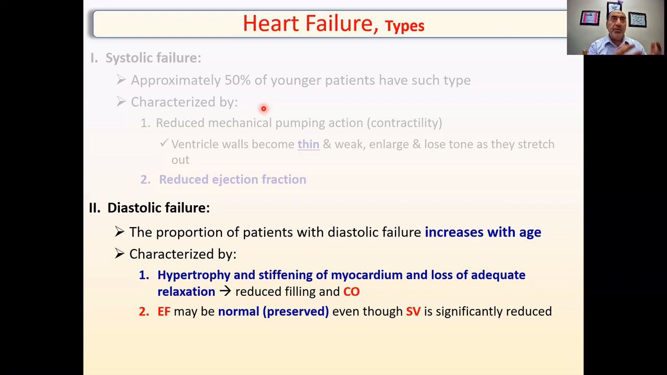Suppose you have 2/4. If you convert it into 1/2, same thing, right? Same thing. This is what's happening here. Reduced filling, so reduced end-diastolic volume.